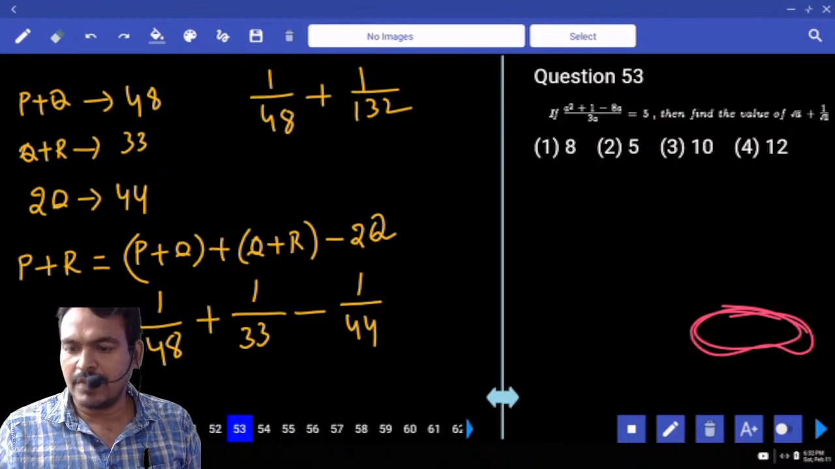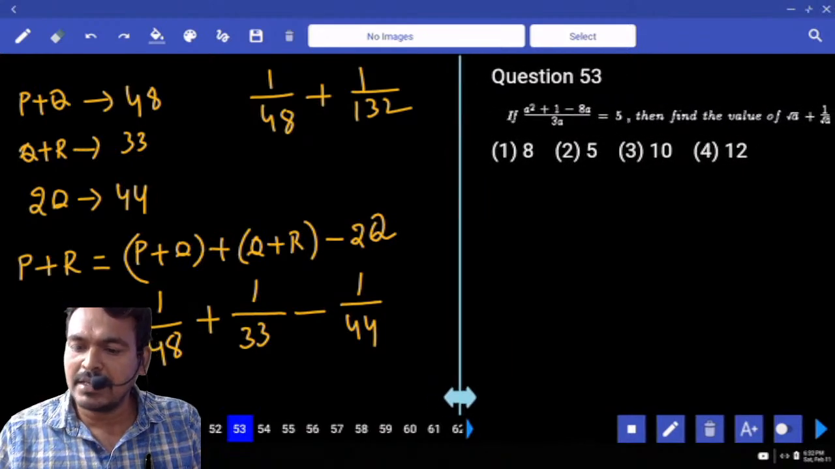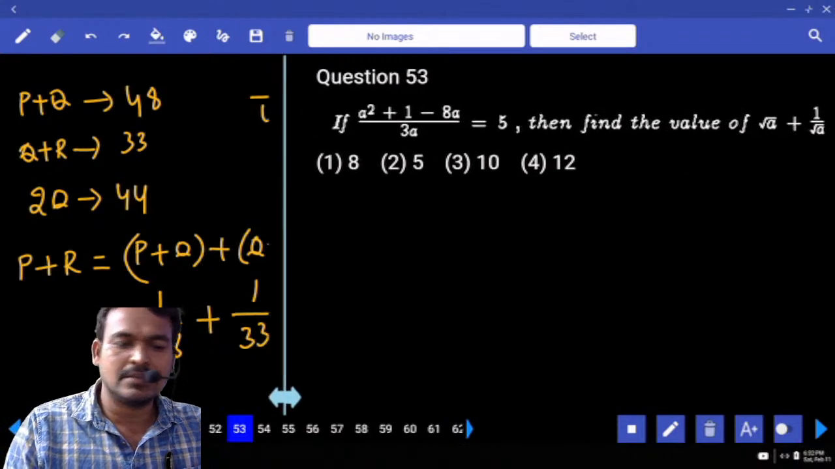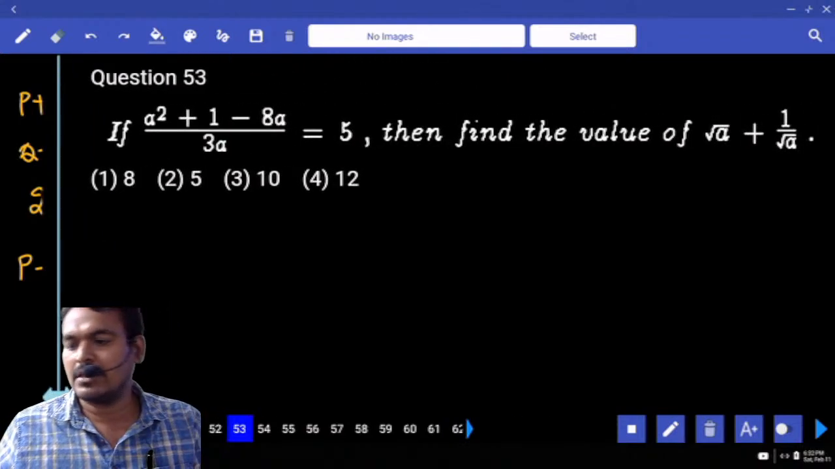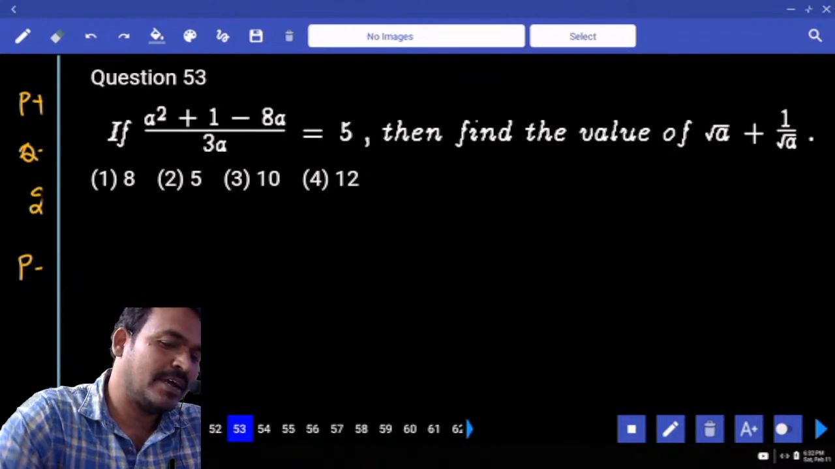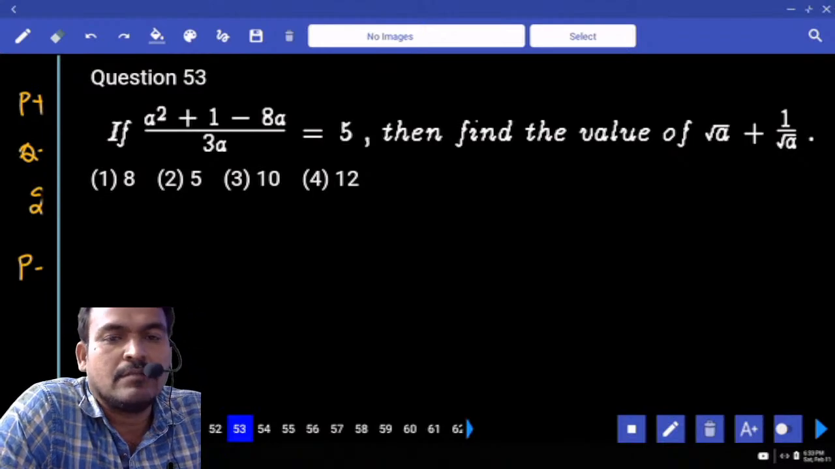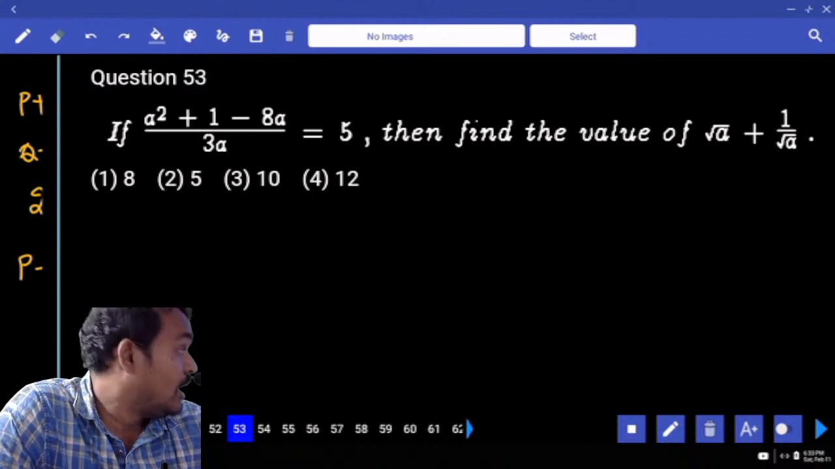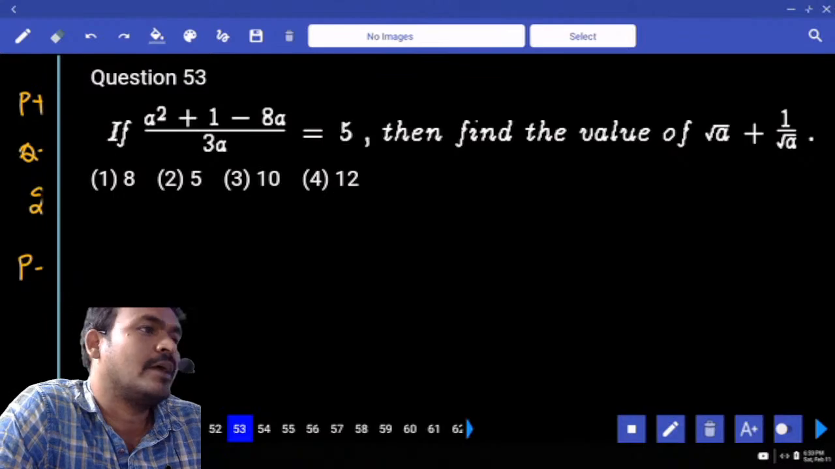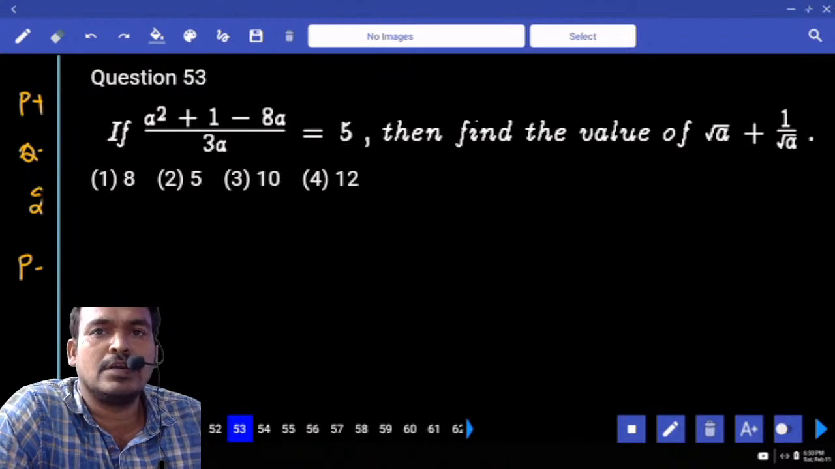Next question number 53. (a square plus 1 minus 8a) by 3a is equal to how much? 5. Then what is the value of root a plus 1 by root a? First, the left hand side denominator will become the right hand side product. 5 into 3a is 15a. Left hand side minus 8a will become right hand side plus 8a. Total it is 23a. So a square plus 1 equals 23a.